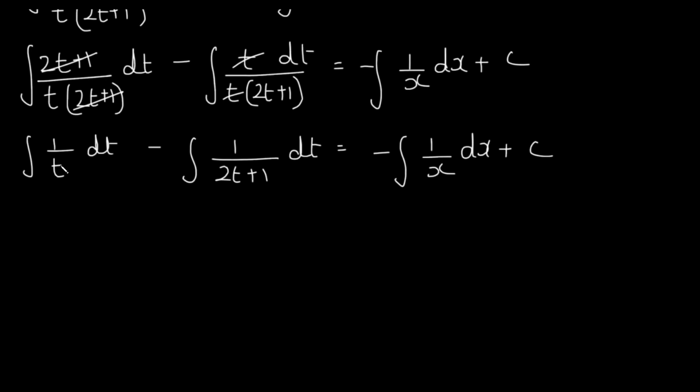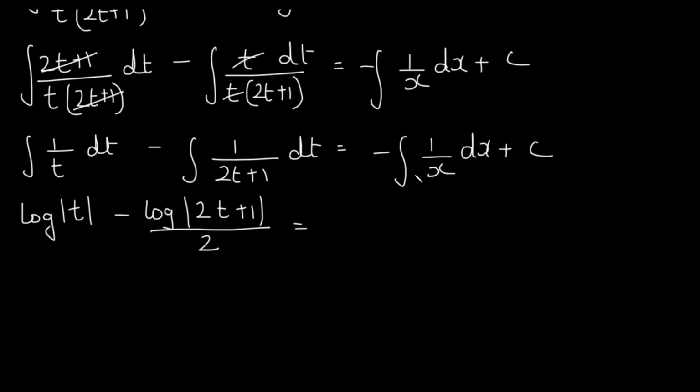Because 1 upon t dt, the answer for that is log t, log mod of t, minus 1 upon 2t plus 1 also will give us log of mod of 2t plus 1. Because it is twice of t and not t, we also put upon 2. That is the rule for integration. So we also put upon 2 is equal to, here of course we are going to get minus log mod of x.